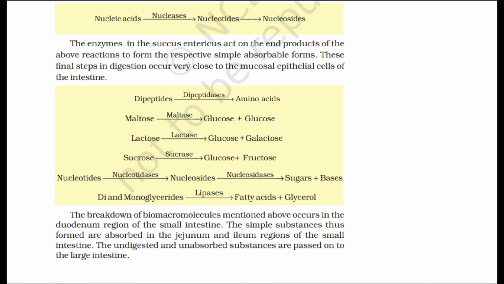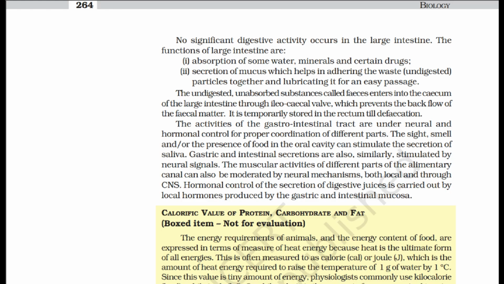The breakdown of biomacromolecules mentioned above occurs in the duodenum region of the small intestine. The simple substances thus formed are absorbed in the jejunum and ileum regions of the small intestine. The undigested and unabsorbed substances are passed on to the large intestine. No significant digestive activity occurs in the large intestine.